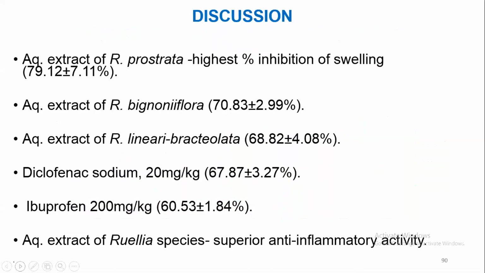So my discussion is that aqueous extracts of Ruellia prostrata showed the highest inhibition of swelling of 79%, whereas bignoniflora showed 70%, and linearis bracteolata showed 68%. It is important to note that all the three extracts showed higher inhibition of swelling than diclofenac sodium. And these are just extracts. They are not even pure compounds. They were more active than diclofenac sodium, the reference standard, which showed 67%. They were more potent than ibuprofen 200 milligrams, which showed 60%. Diclofenac 20 milligrams, ibuprofen 200 milligrams: these are the doses that are reported to be the effective doses in anti-inflammatory activities. Aqueous extracts showed a superior anti-inflammatory activity compared to the standards.